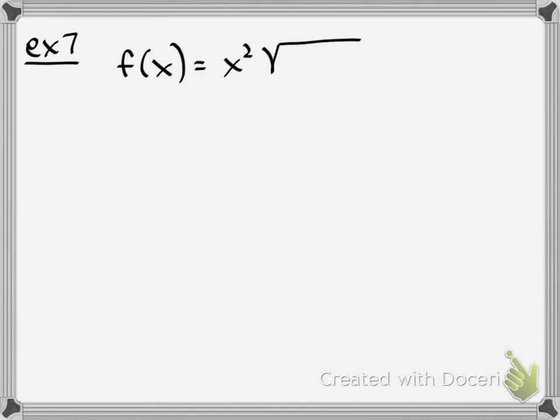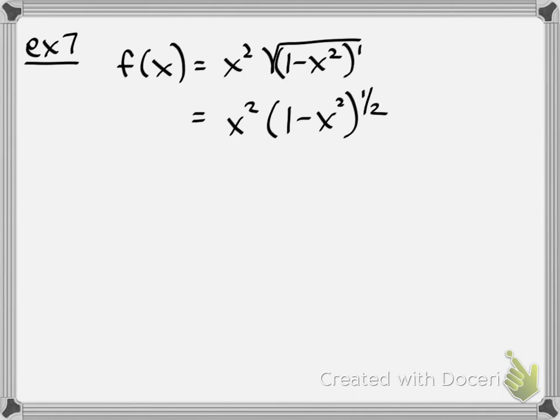Okay. This next one I'm going to do is example 7. F of x equals x squared times the square root of 1 minus x squared. Let's rewrite that simpler with powers instead of roots. So square roots are to the 1/2 power, because all of that is to the first power and your root is a 2. Now this is a product of two things, so we have to do product rule when we take our derivative.